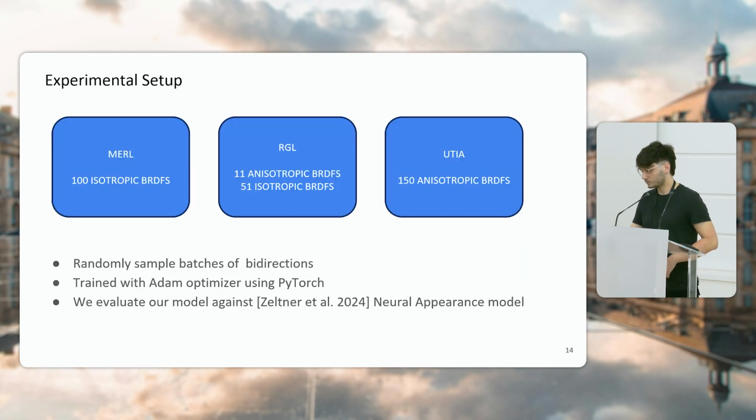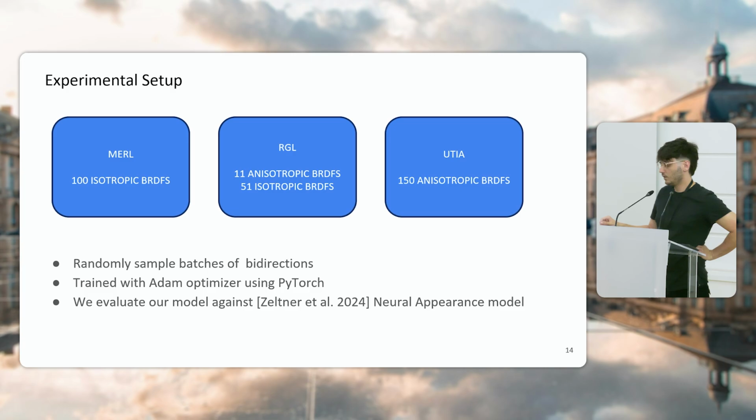In the end, we also find that it still helps for the metrics with the full model to add this second loss term. We evaluate our model on three measured BRDF datasets, MERL, RGL, and UTIA, using large batches of bidirections that we sample every single BRDF at once with. We use stochastic gradient descent with the ADAM optimizer and implement everything in PyTorch.